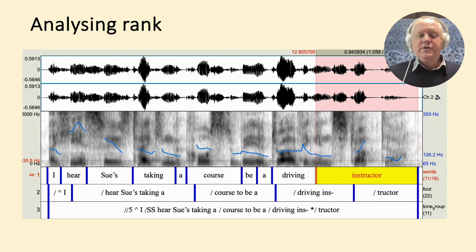Here is version 2 of the first line of the LAD text, with here as supersalient instead of salient, and with instructor, not driving, as tonic. I hear Sue's taking a course to be a driving instructor.